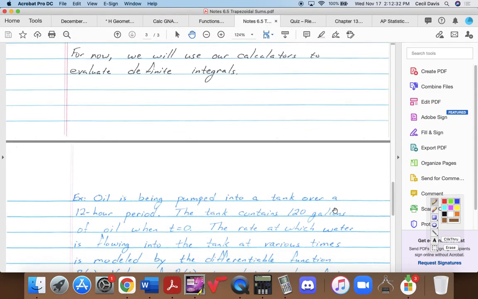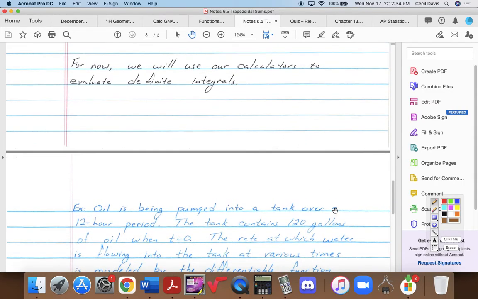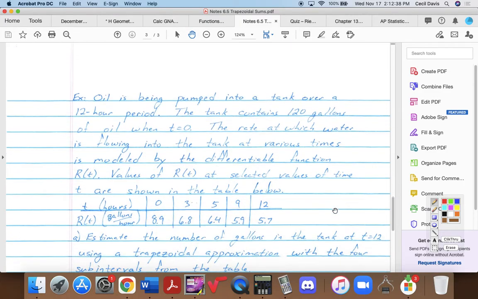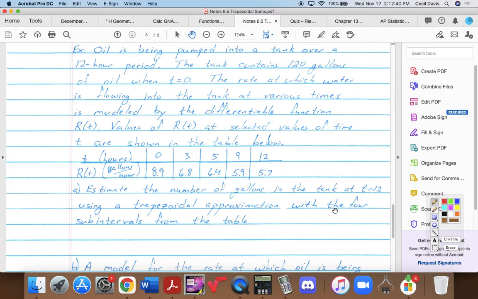So, for now at least, we're going to use our calculators to evaluate definite integrals. Make this a little smaller so that we can see it.